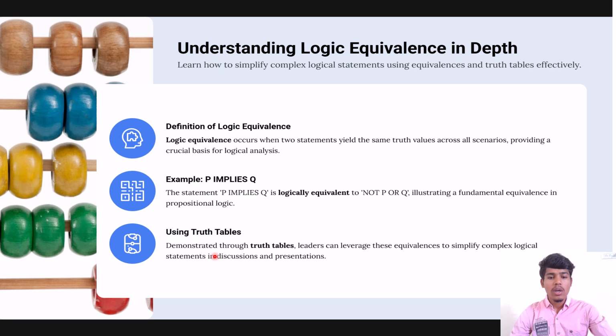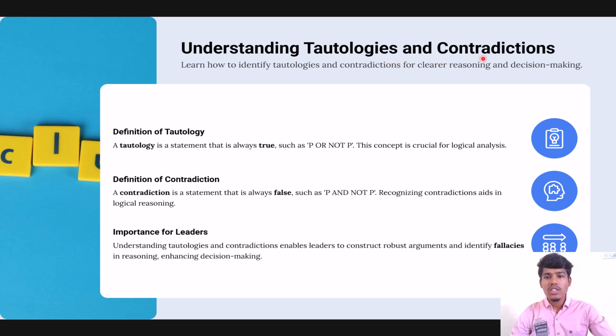Demonstrated through truth tables, leaders can leverage these equivalences to simplify complex logical statements in discussions and presentations. Understanding tautologies and contradictions. Definition: a tautology is a statement that is always true, such as P or not P. The concept is crucial for logical analysis. Definition of contradiction: a contradiction is a statement that is always false, such as P and not P. Recognizing contradictions aids in logical reasoning.